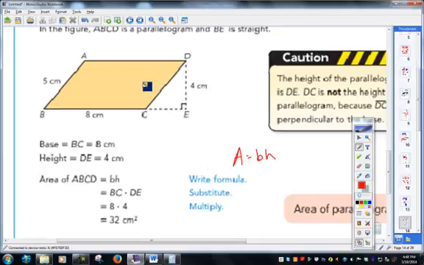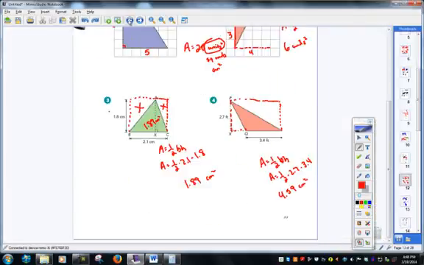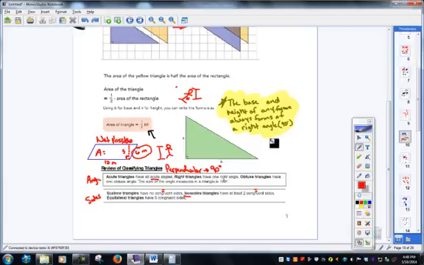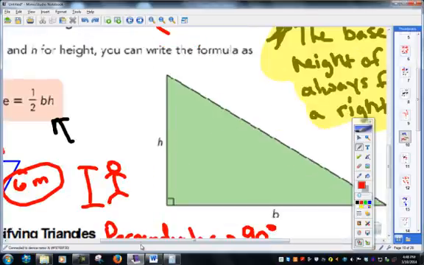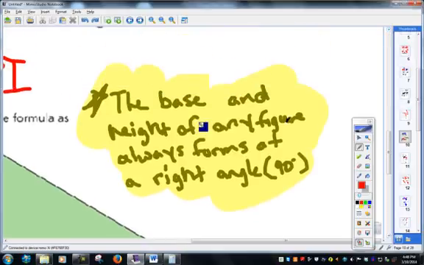The one thing I do want to make note of real quick is that here you have three numbers. You have to determine where's the base and where's the height. Remember, this is not a height. You do not measure on a slant. I'll remind you of something I had you write, in black. There it is right there. The base and the height of any figure always form a right angle. You've got to remember that.